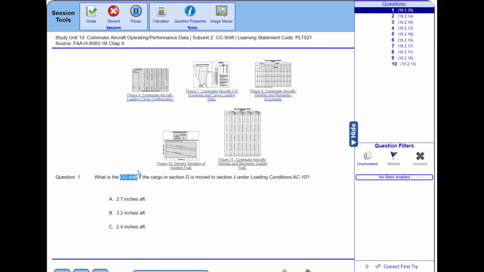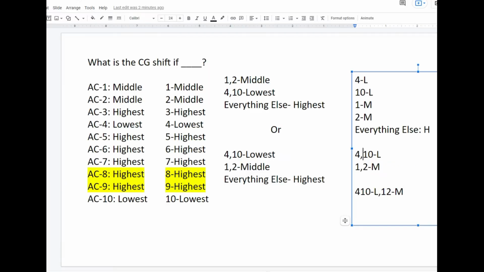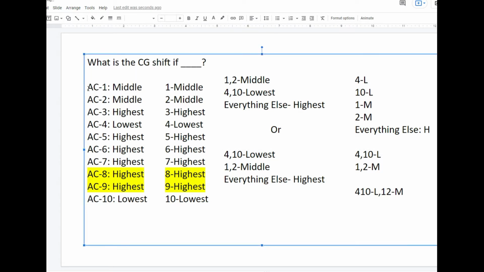A quick solve for the CG in inches from datum is available on my channel. Just be careful not to get these confused. So for these questions, you can memorize the right answer based on the AC or aircraft number. As seen here, the question asks for AC1 or AC2. When you look at the answer choices, the correct answer choice will be the middle number value.